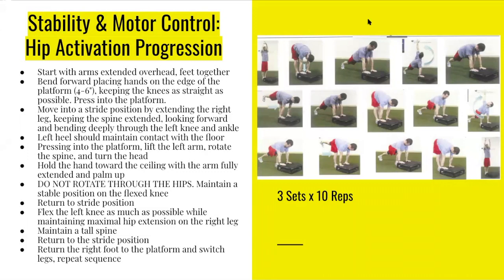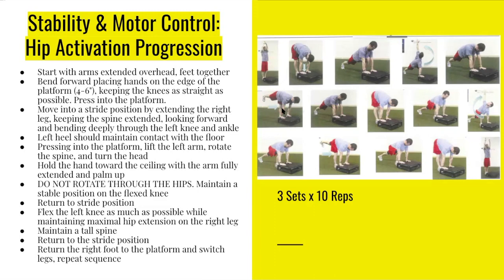Pressing into the platform, lift the arm, rotate the spine, and turn the head. Hold the hand toward the ceiling with arm fully extended and palm up. Do not rotate through your hips. Maintain a stable position on the flexed knee. Return to the stride position.